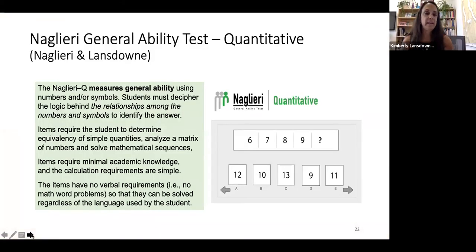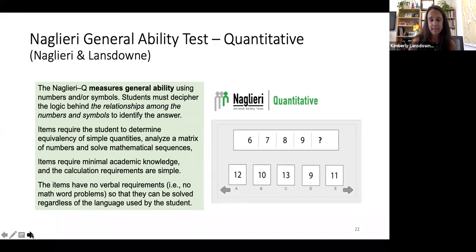So the quantitative portion, again, measures general ability using quantitative concepts with numbers and symbols and shapes. And again, it is using logic behind relationships but not having any language that goes along with it, with the directions and with the testing as well. Math is a universal language, regardless of the language that you speak. The concepts with math are the same, and so there's limited mathematical skill that goes along with it, but it's very, very basic.